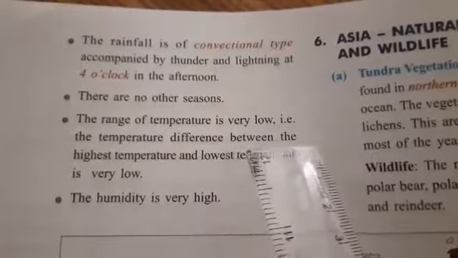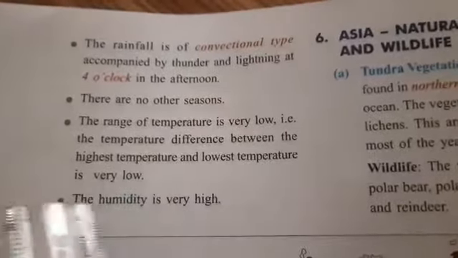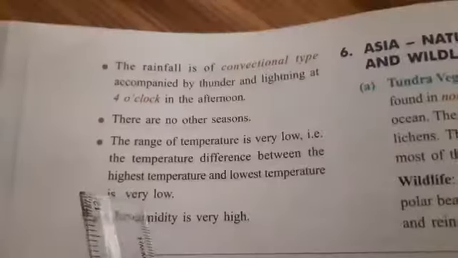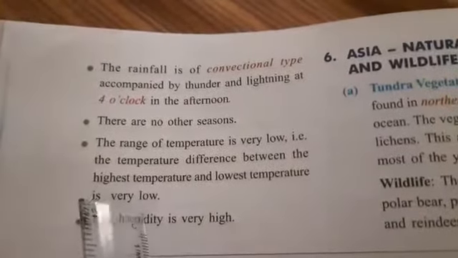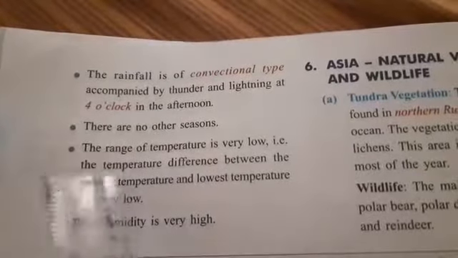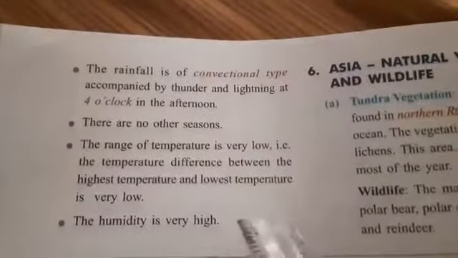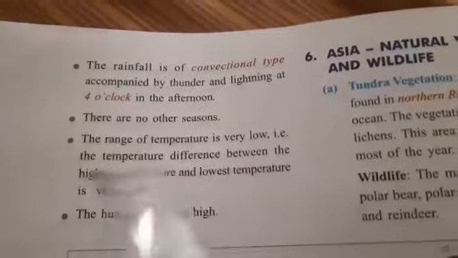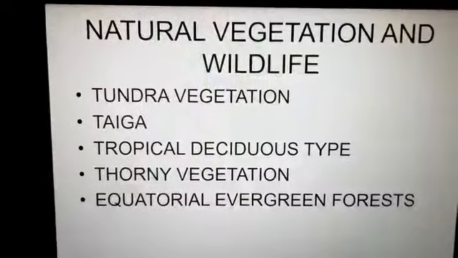The range of temperature is very low, that is, the difference between the highest temperature and the lowest temperature is very low. If you take a ratio, it is a very low difference there. The humidity is very high, because every time it has the rainy season and no other season. So you may say that humidity is very high due to rainfall.